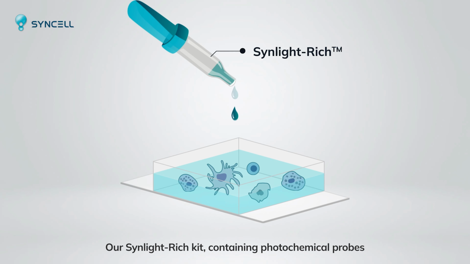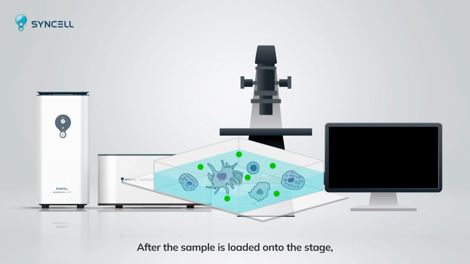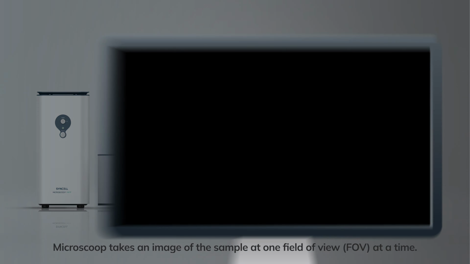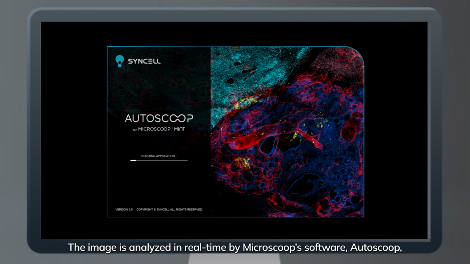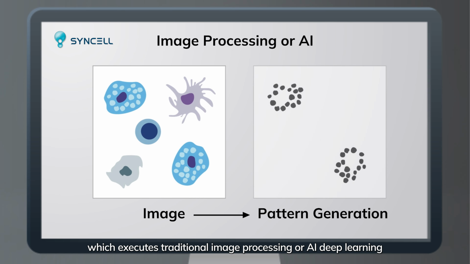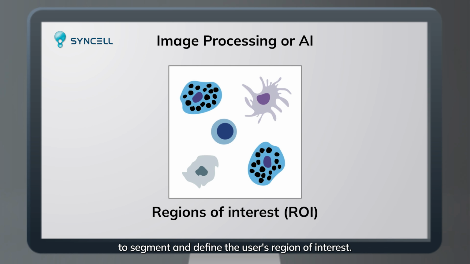Our Synlight-rich kit, containing photochemical probes for the photolabeling reaction, is first added to the sample. After the sample is loaded onto the stage, Microscoop takes an image of the sample at one field of view at a time. The image is analyzed in real time by Microscoop's software Autoscoop, which executes traditional image processing or AI deep learning to segment and define the user's region of interest.